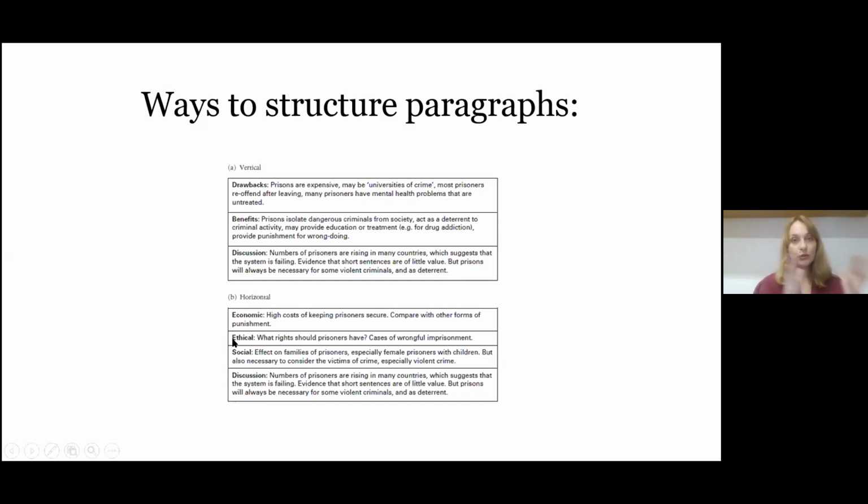Economic sphere, pros and cons. Ethical, pros and cons. Social, pros and cons. I anticipate a question. Do I have to write pros and cons in every sphere? No, you don't have to if you don't see them, because this is your writing. You are the researcher, you are the author. It's up to you. But come up with as many spheres as you like.